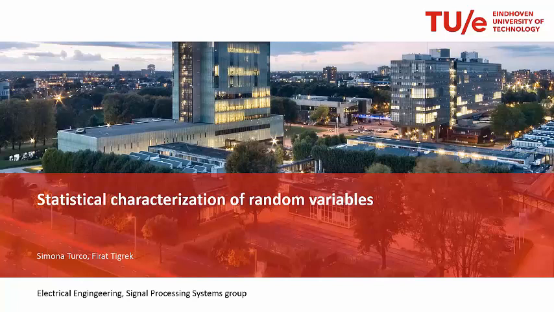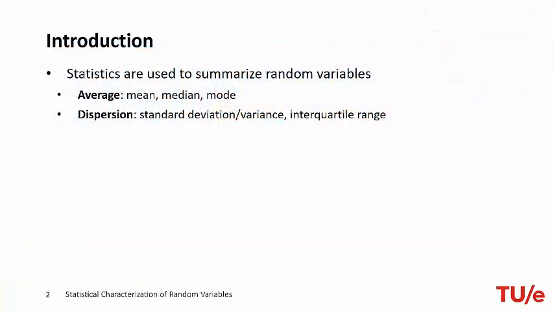In this video, we will discuss the statistical characterization of random variables. In a previous video, we saw how we can use probability distributions to characterize a random variable. However, the probability model is not always available. In this case, we can use summary statistics to describe a random variable.